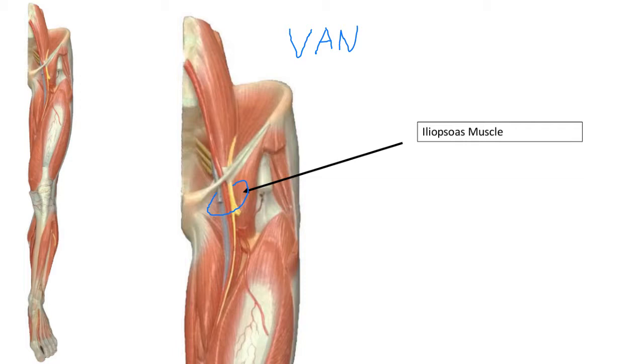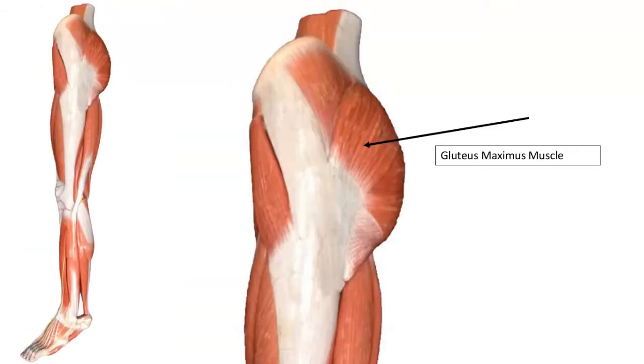I use that as an anatomical landmark because we're going to talk about these muscles over here that are medial to the VAN. So if you hear me say VAN, you know what I'm talking about.